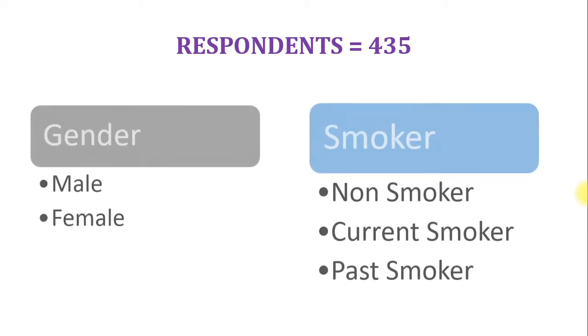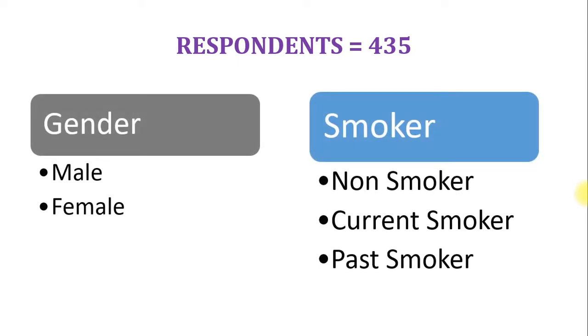Now let's have a practical of the chi-square test. We conducted a survey where we have around 435 respondents. We have two variables. One is gender, where we have male and females, and the smoking habit of the people. So some are non-smokers, some are current smokers, and some are saying they are past smokers. So what we are trying to find out is whether there is any association of gender with smoking. So first thing is association.